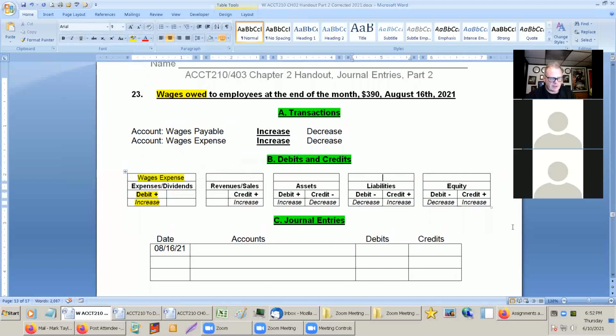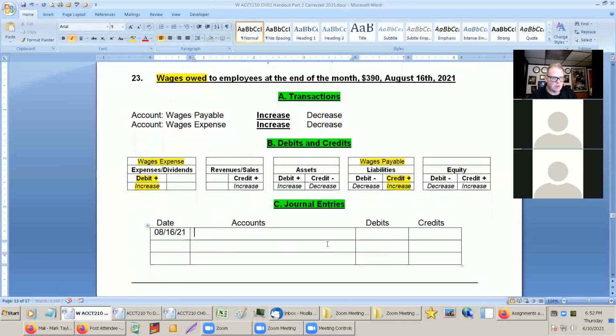And the other side, wages payable would be a liability. Could be accounts payable too. Nothing wrong with that. Wages expense, 390. And we owe these people our wages, so this will be wages payable.